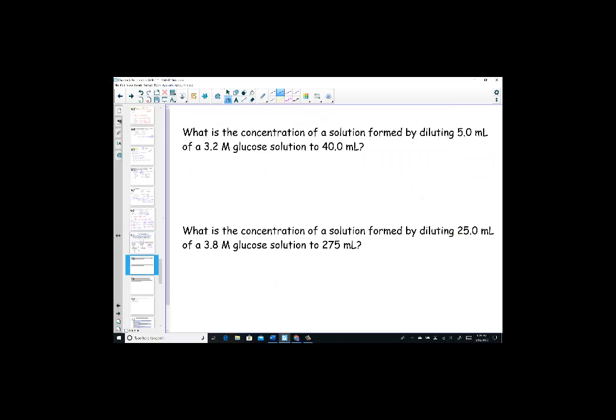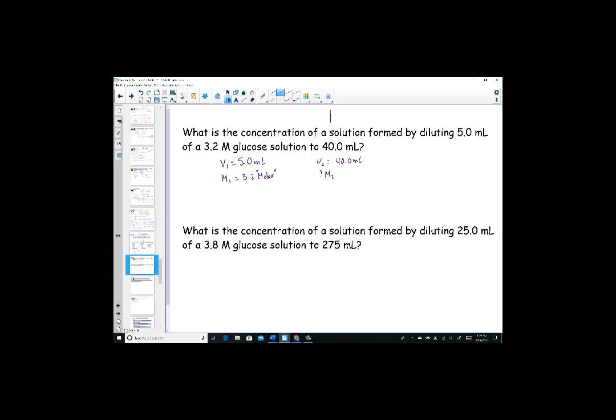Shall we try one? What is the concentration of a solution formed by diluting 5 mL of a 3.2 molar solution? Here I'm reading that capital M as molar, just to hear how I'm reading that. And we're looking for the new concentration when V2 has been changed to 40 mL. What is the new concentration?